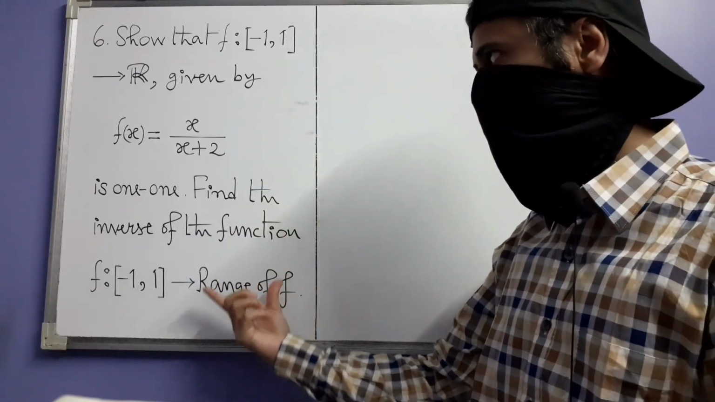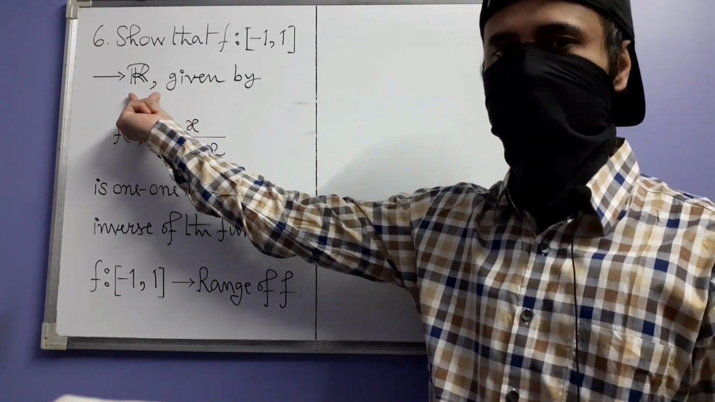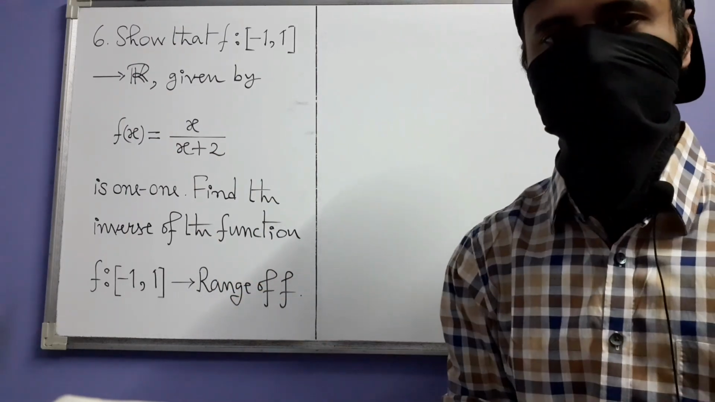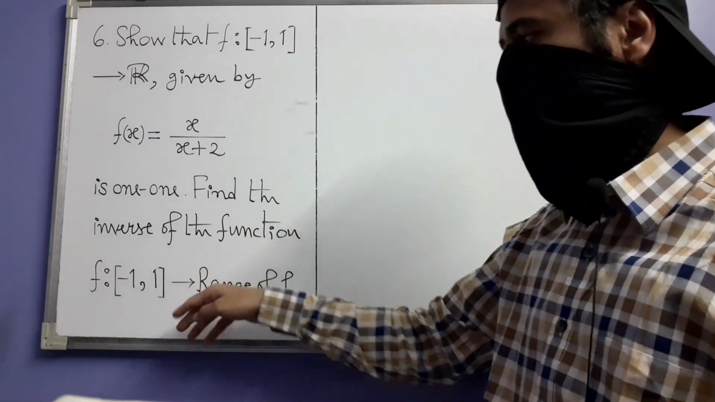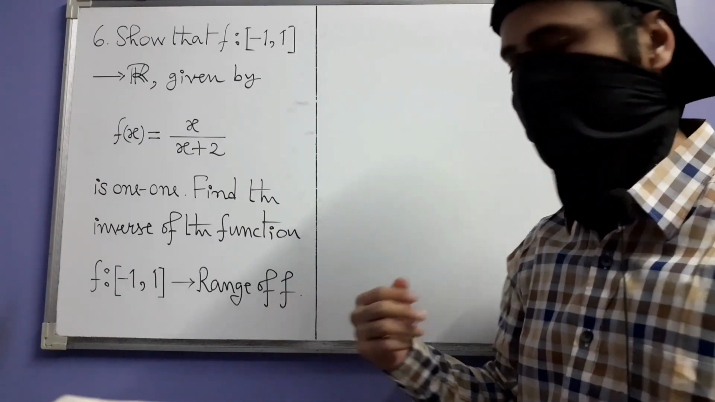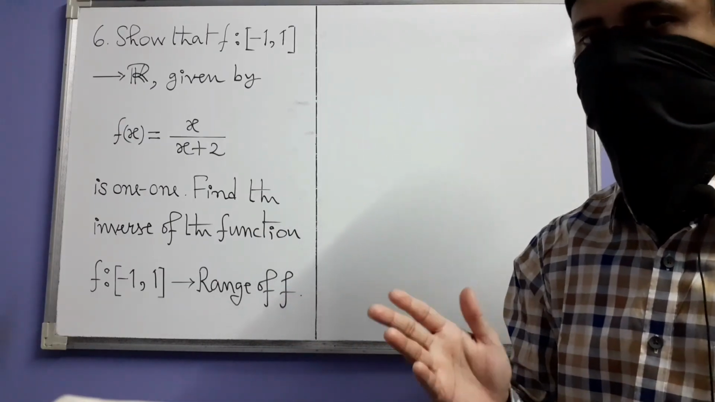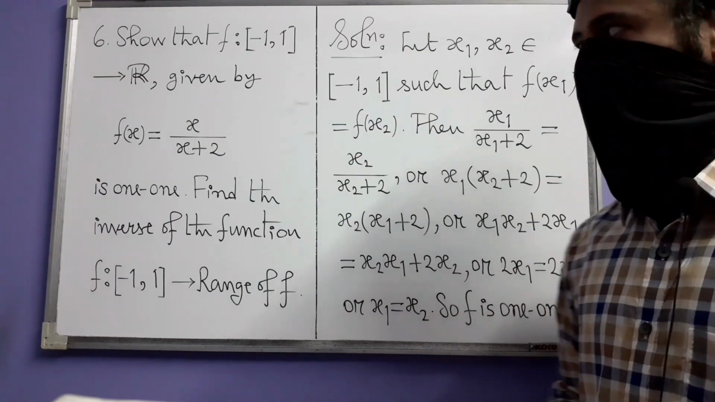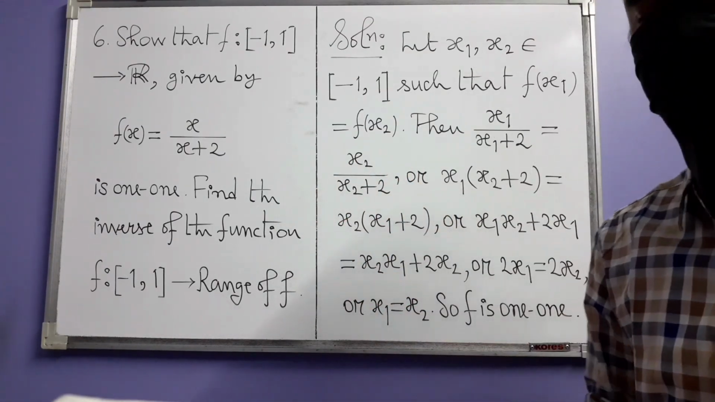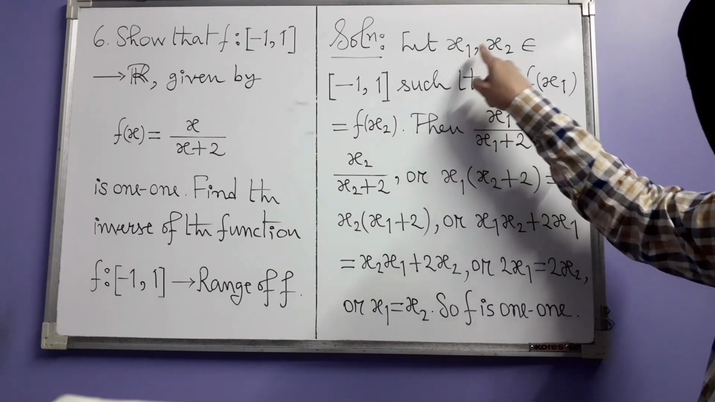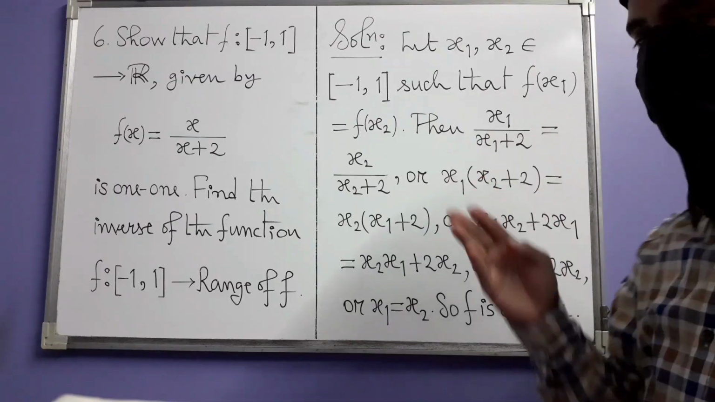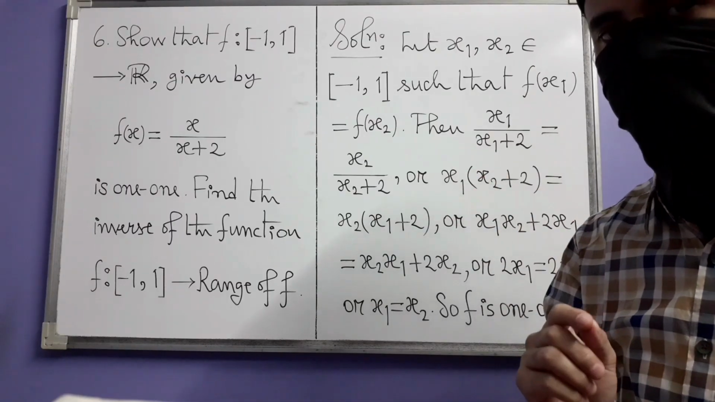The only difference is that instead of the entire set of real numbers, here you have the range of f. So this new function is both 1-1 as well as onto, and that is why it will have an inverse, and we will also have to find that inverse. So in the solution we first show that the function is 1-1, that means injective, and for that we take 2 points x1 and x2 in the domain such that the function values at those 2 points are equal.